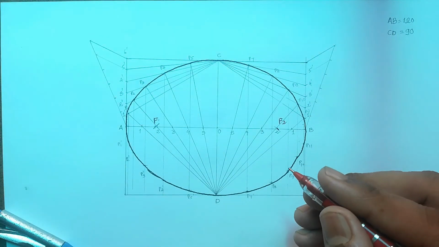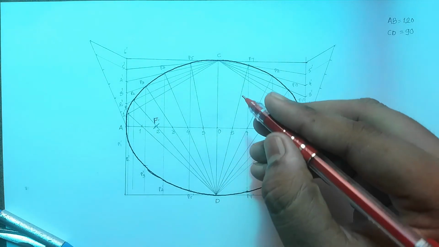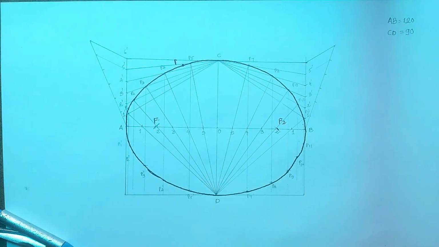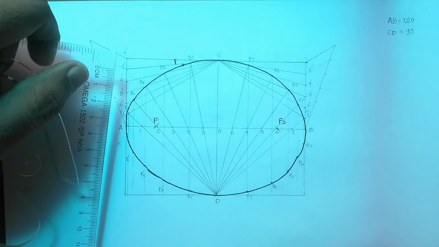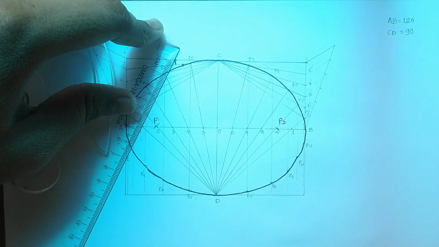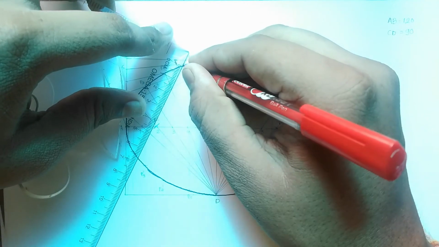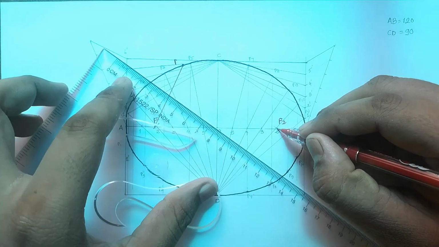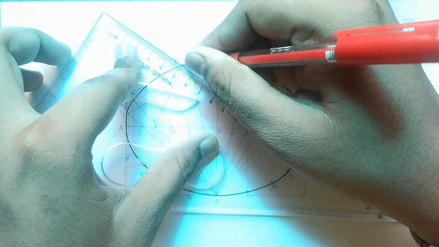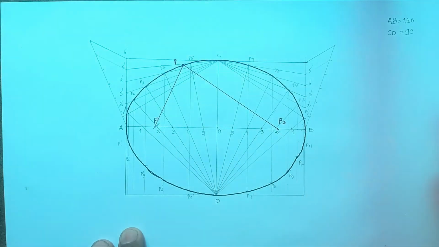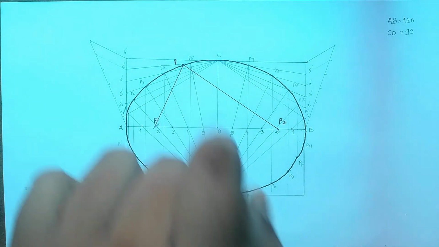Now once you identify the focus, just take a random point. Let me say I want to identify the tangent and normal for this point available over here. This is my point P. For that, we will take our set square or scale and connect point P with both the focuses, like this and focus 2 like this. Once you are done with the connection, you will identify that focus 1, P, focus 2 is creating one angle. We need to bisect this angle.